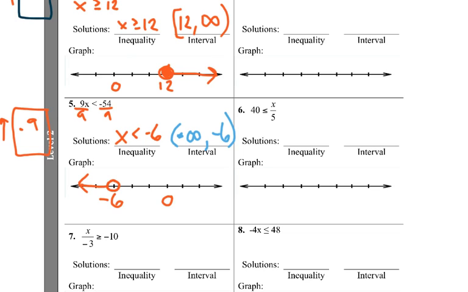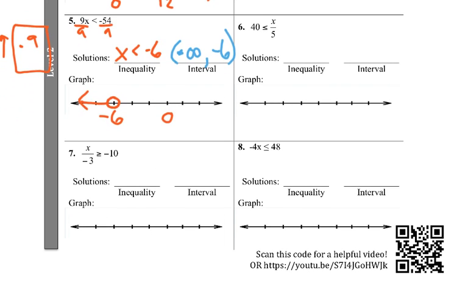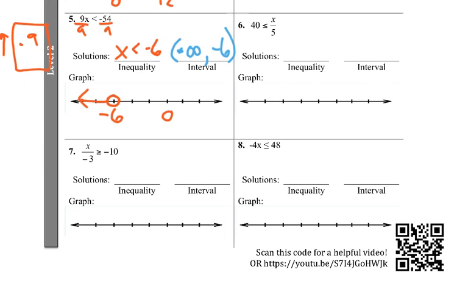So far, everything has been very similar to solving an equation with just different ways to represent our answers, except for this. In this example, x is being divided by negative 3. So what we're going to do is multiply both sides by negative 3. We're doing the opposite stuff.